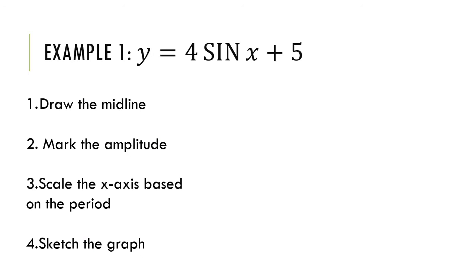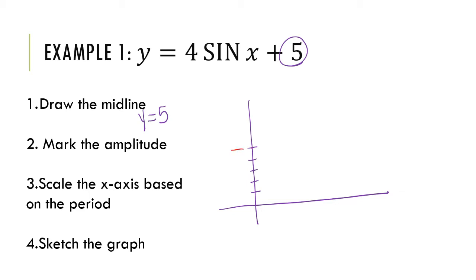All right, so with this graph, what we're going to do is identify a couple of things first before we actually graph the points. So the first thing you want to do is identify your midline. Remember from the last slide that your midline is found at the end. It's that vertical shift up or down. So this is going up 5, so our midline is at y equals 5. Keep in mind that the midline is a line, so you need to be writing it as y equals 5, not just 5.